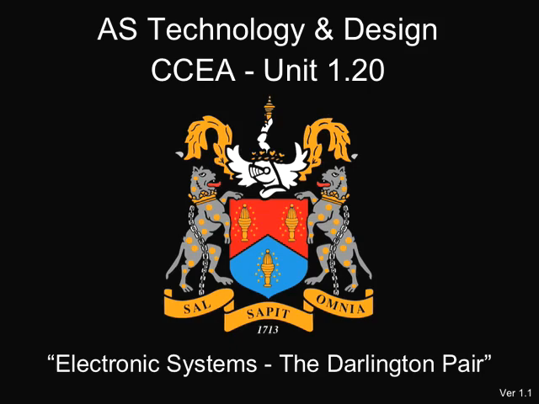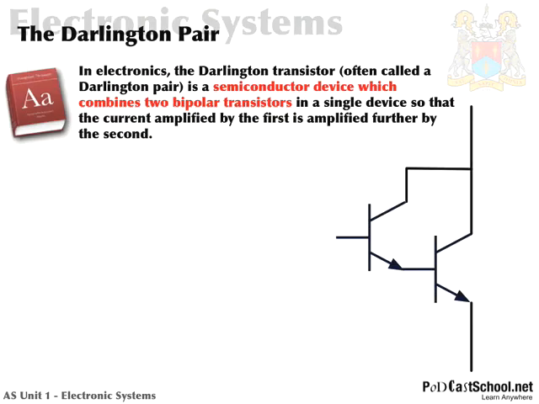This is another video podcast in the series on electronic systems, and today we're going to take a look at the Darlington pair. In electronics, the Darlington transistor, often called the Darlington pair, is a semiconductor device, and we said what a semiconductor device was in the last podcast, which combines two bipolar transistors in a single device, so that the current amplified by the first is amplified further by the second. In other words, folks, this is a transistor whose current amplification is amplified a second time by another transistor.